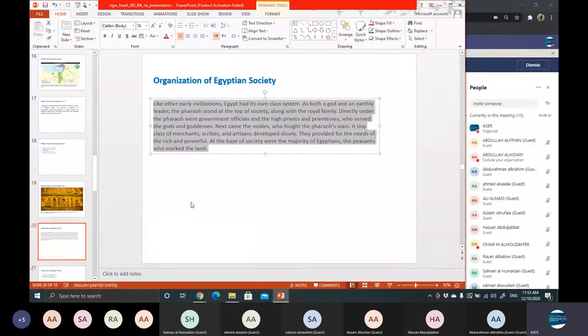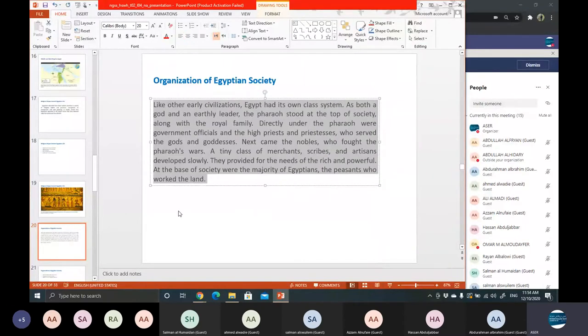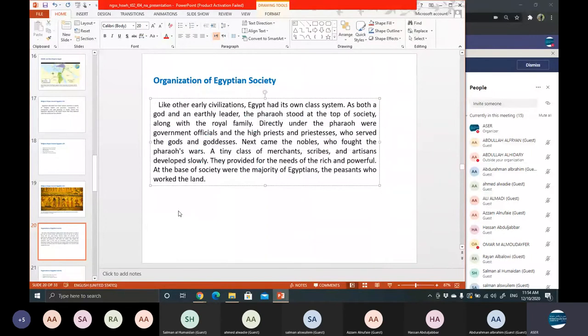Well, the Egyptian society was one of the most well-arranged societies in all the ancient civilizations. They worked very hard in order to maintain balance in their organization. And like any other civilization, Egypt had its own class system. As both a god and early leader, the pharaoh stood at the top of the society, as we have spoken before. And along with him, of course, the royal family. Directly under the pharaoh were the governmental officials. After the government officials, we have the high priests and priestesses who served the gods and goddesses.